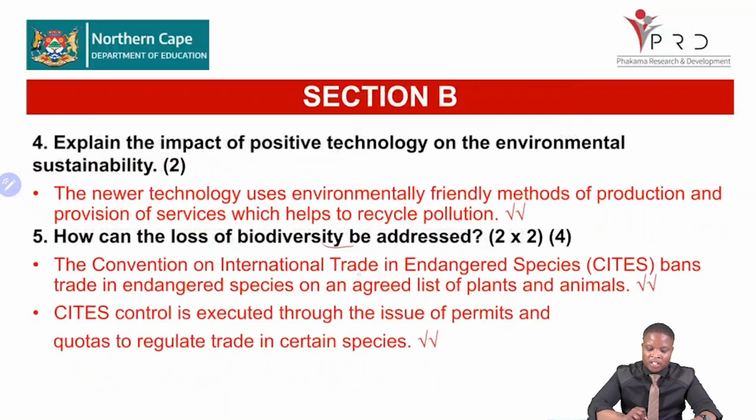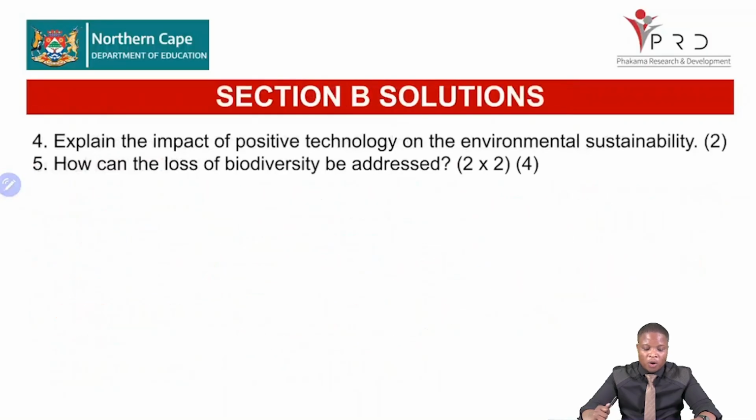The Convention on International Trade in Endangered Species, which is CITES, bans the trade in endangered species on an agreed list of plants and animals. So this is an international agreement that reduces what? Loss of biodiversity. CITES control is executed through the issue of permits and quotas to regulate trade in certain species. For example, you need permits to move plants in South Africa, right? There are certain plants that you need a license to import, right?